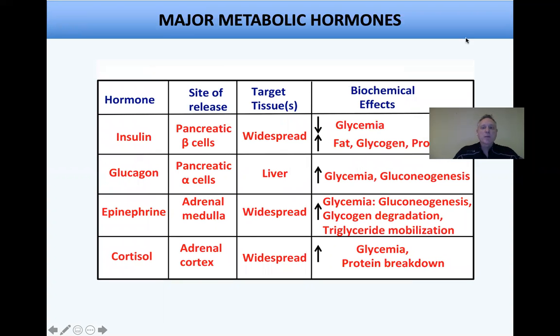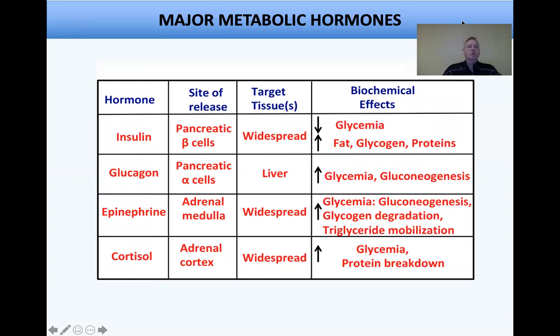So the major metabolic hormones, there's a lot of hormones. So we're going to focus on 4 of them. We'll mention a few other ones as we go along. So insulin is released by beta cells in the pancreas. It's widespread, and insulin, they say, makes you fat. It promotes anabolism. So what it does is it takes the sugar in from the bloodstream into tissues, and those carbons are used to make fat, glycogen, as well as proteins.